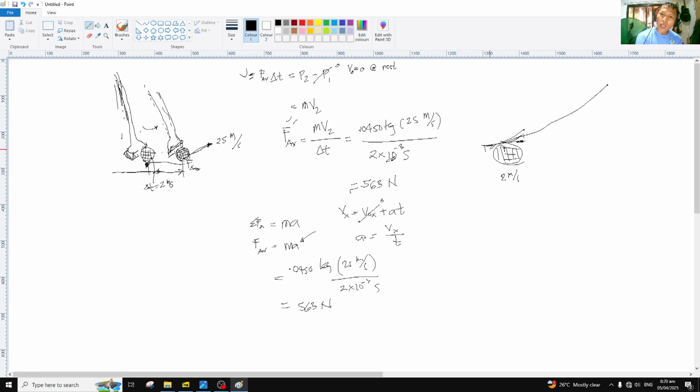Okay? Because that y axis is so small compared to your whole swing, and then that delta time is so small.